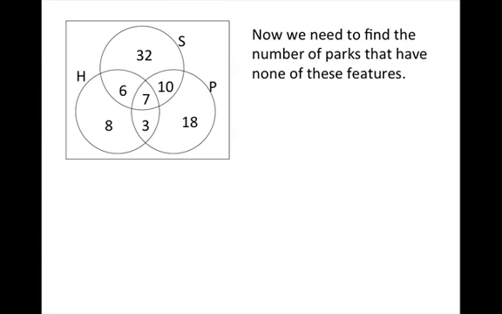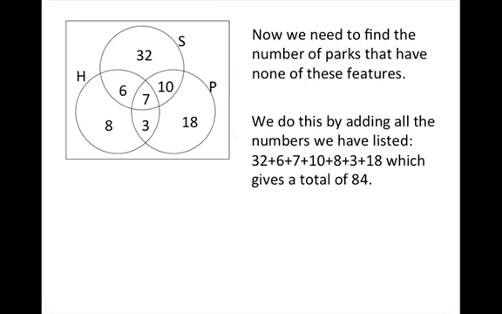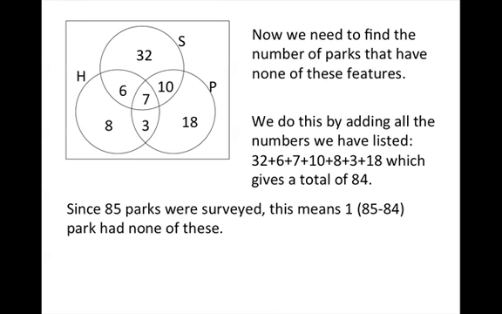Now I want to find the number of parks that have none of these features. So add all of the numbers that we have, and this gives us a total of 84. Now look back at the problem to find out how many were surveyed. Well, there were 85 parks surveyed, so that means one park had none of these. I take the 85 total, subtract the ones that I already have listed, and that leaves me the 1.